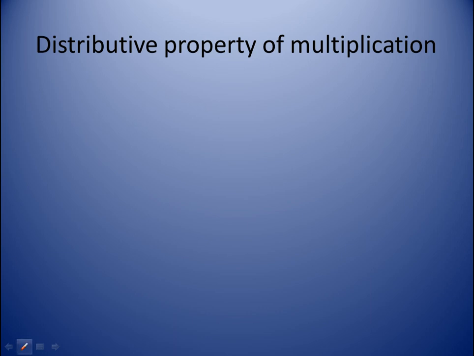And now the last property of multiplication, the distributive property of multiplication. Distributive property means you know that a into (b plus c) is equal to a into b plus a into c.